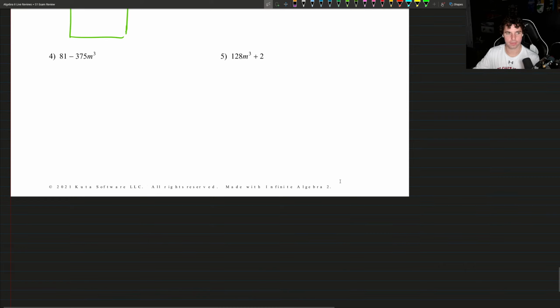And then number 4 and 5, that has to do with the difference of cubes and the sum of cubes. So I'm going to rewrite those. Okay, so those are the rules we're using. The tricky part, though, is being able to make it look like one of these two things.